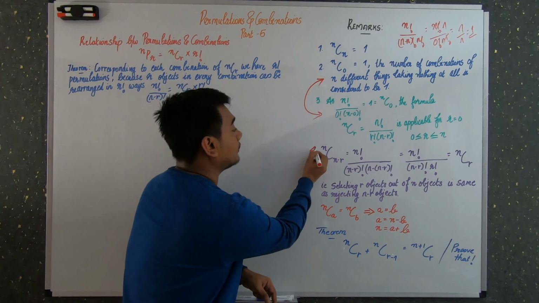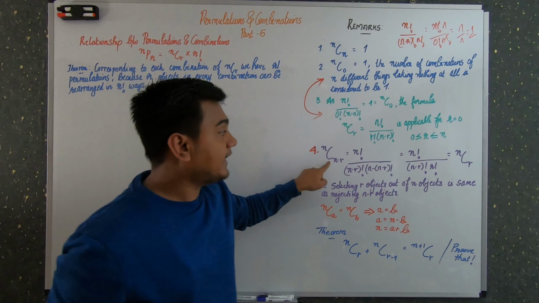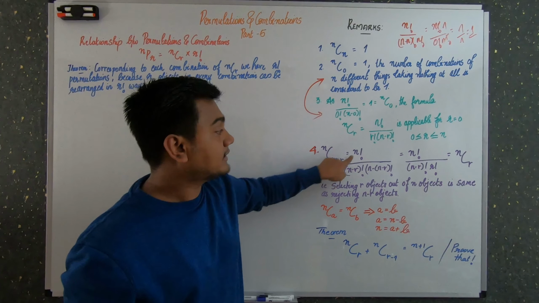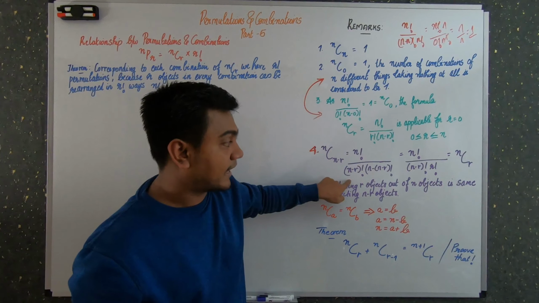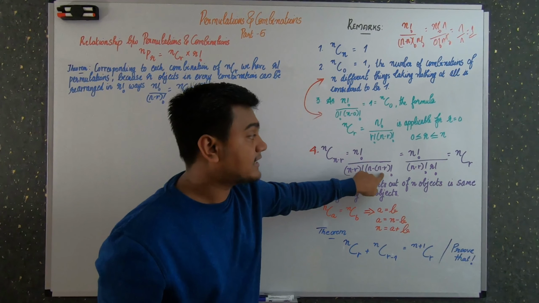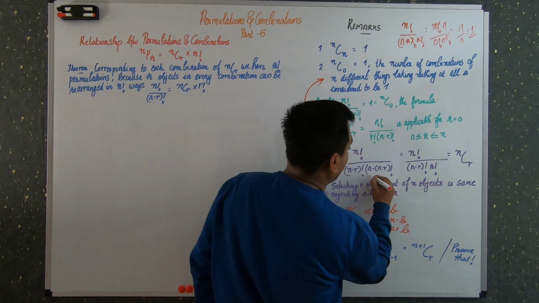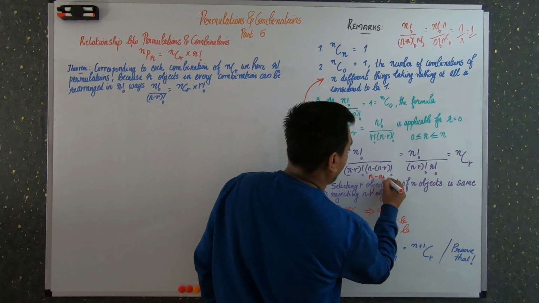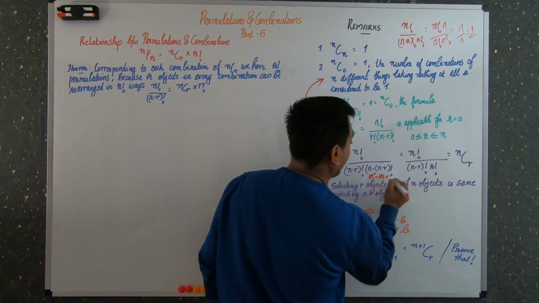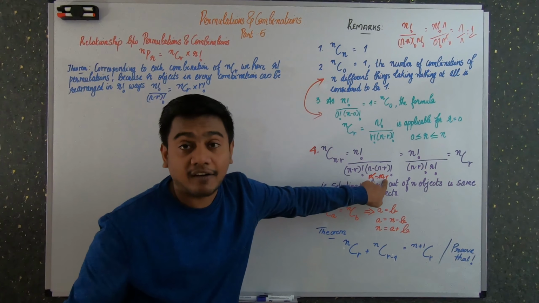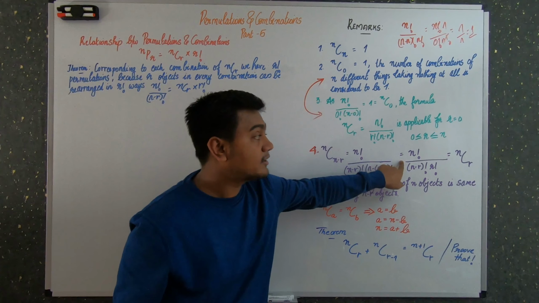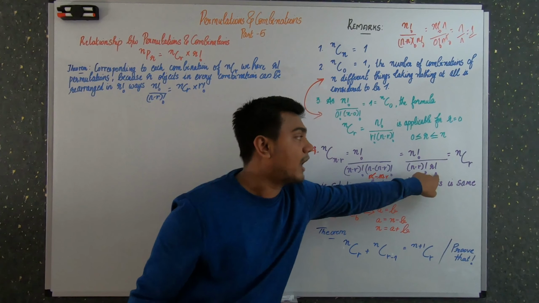And what does the fourth remark say? NC(N minus R) is N factorial by N minus R factorial into N minus (N minus R) factorial. So what is this actually? N minus R plus R. This N and N will get cancelled, and what would it become? R factorial, so it is N factorial by N minus R factorial into R factorial.